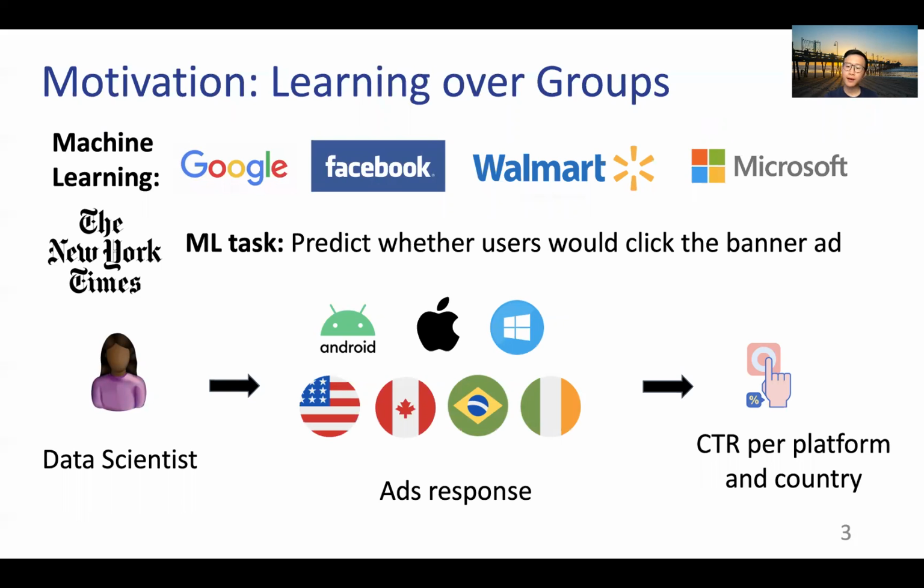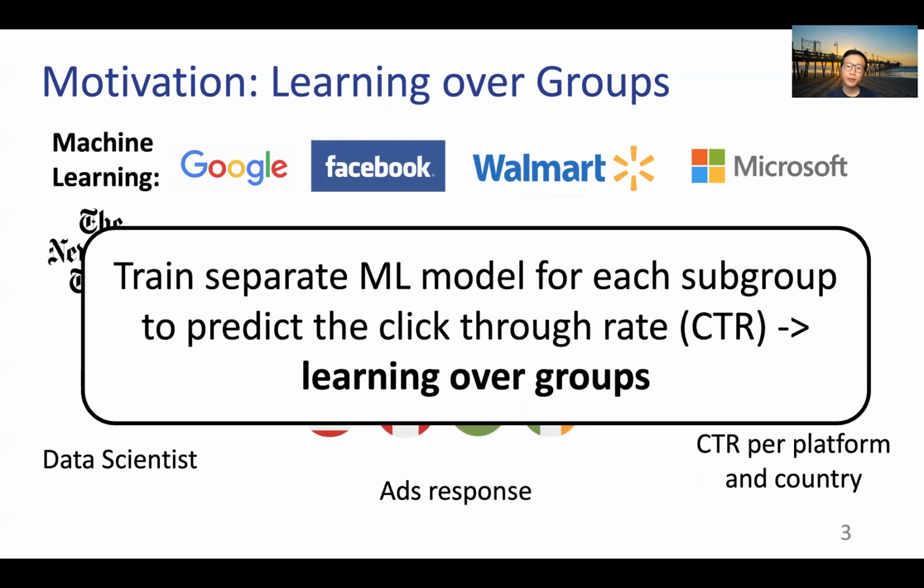She might be thinking that users in Canada using Android phones might be more likely to click. So she trains a separate ML model for each subgroup to predict the click-through rate. We call this practice of building separate models for each separate subgroup learning over groups.